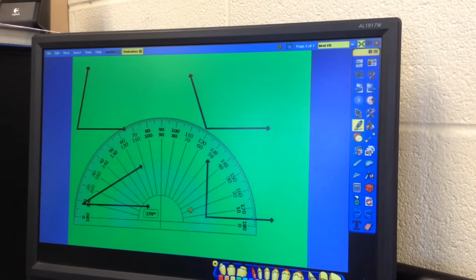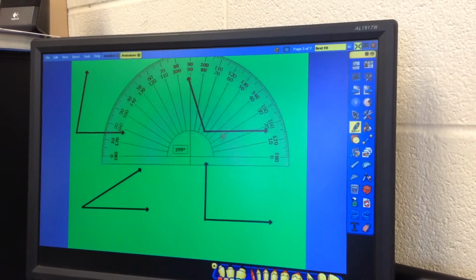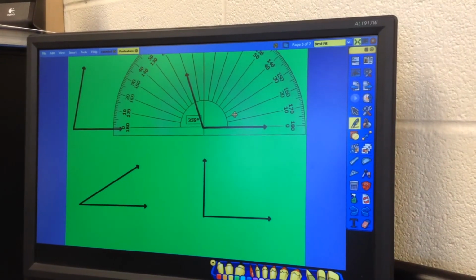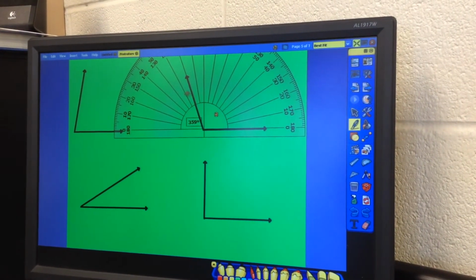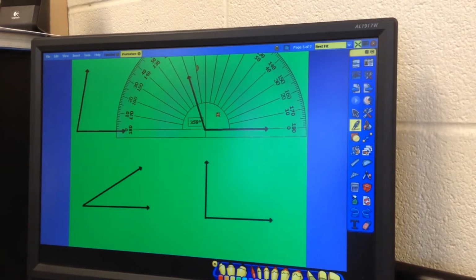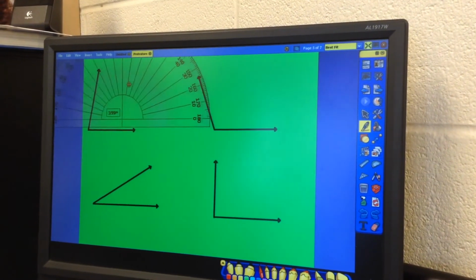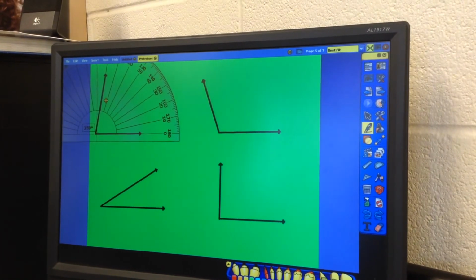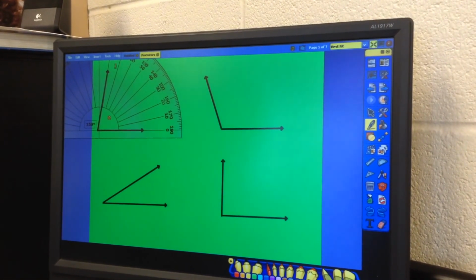So we try the next one. We'll try this one right here. Landmark. And looking up, and we can see that it's going to be 120 degrees. This is an acute angle, and it looks to be 60, 70, 80 degrees.